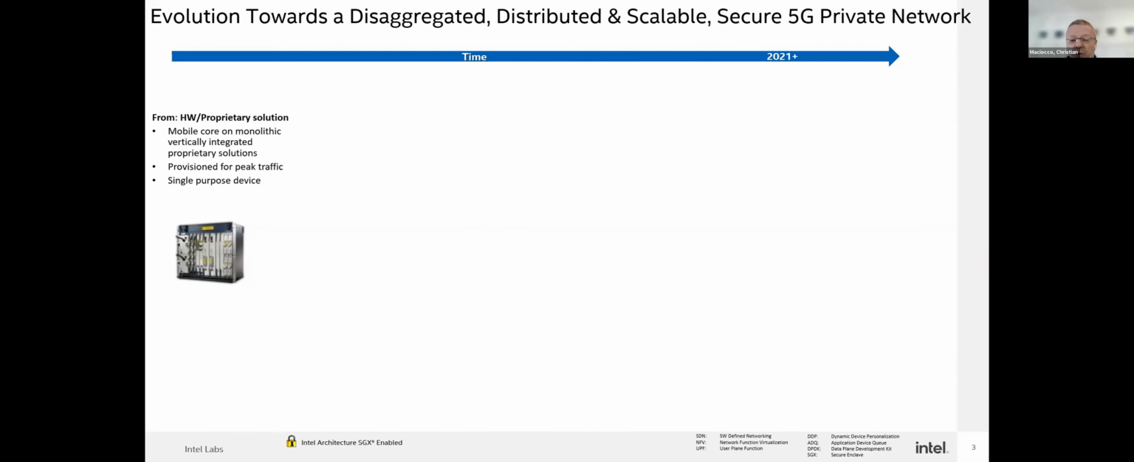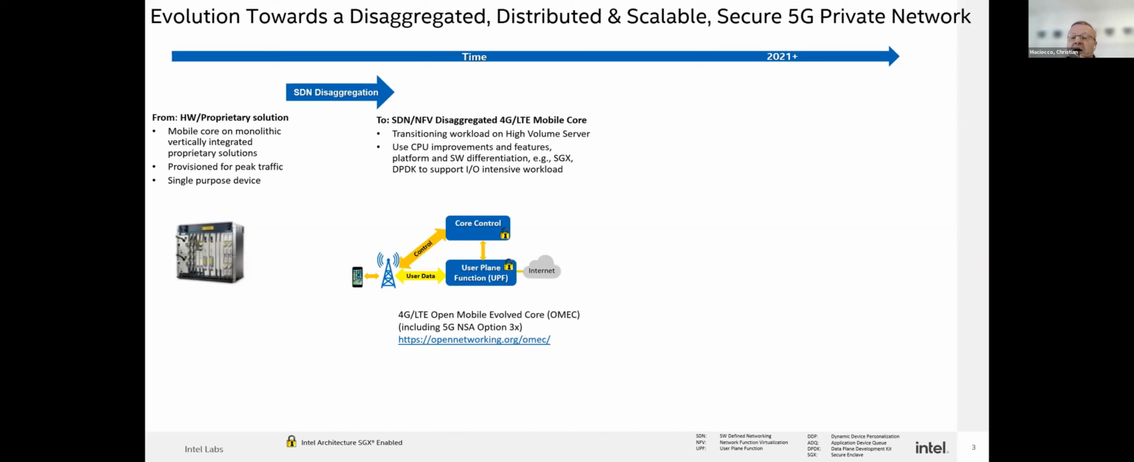We've been working with ONF for a long time, probably over the last 6-7 years. Our first step was through SDN, disaggregation, and virtualization. How do we build a mobile core? Following the SDN and NFV architecture principles, we disaggregated a 4G LTE mobile core. It was the first transition of a cellular workload from a dedicated hardware device to a high-volume server platform, where we could use CPU improvements, better cores, and better frequency.